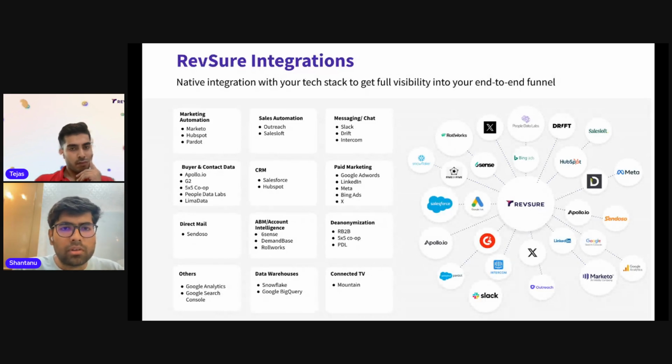We have a lot of enrichment partners as well, where you can get more insights around the data sets that are residing in your CRMs or your web traffic. We also support ABM funnel motions, where we integrate with tools like 6sense, Demandbase, RollWorks. And we also have direct connections into the data warehouses like Snowflake and BigQuery.